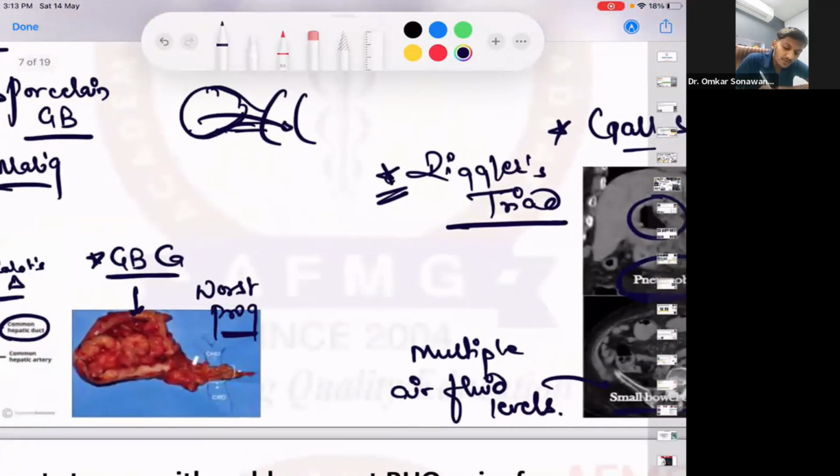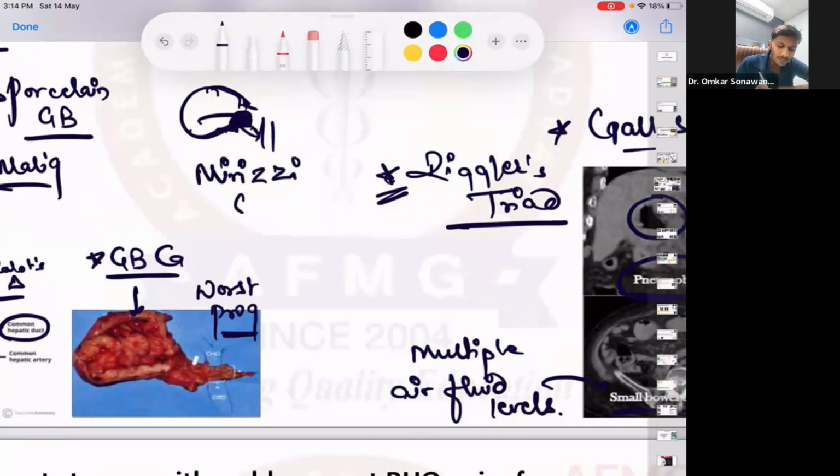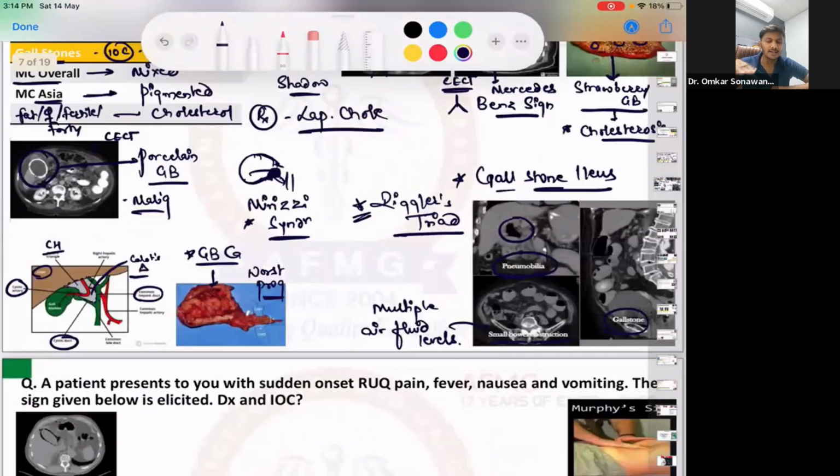Next, if a gallbladder stone at the neck of the gallbladder compresses the common bile duct, the patient will develop jaundice, and this condition is called, anybody? Very good. It is known as Mirizzi syndrome. If the gallbladder stone at the neck compresses the common bile duct, it is called Mirizzi syndrome. So it is important, you have to remember these different conditions.